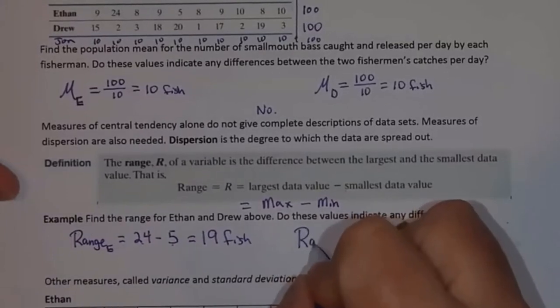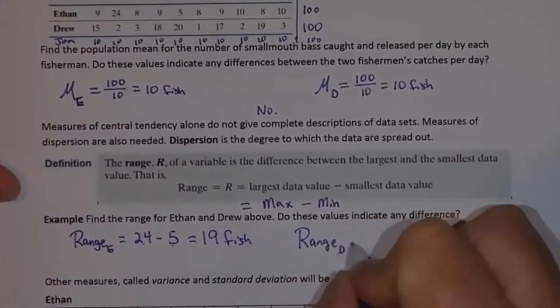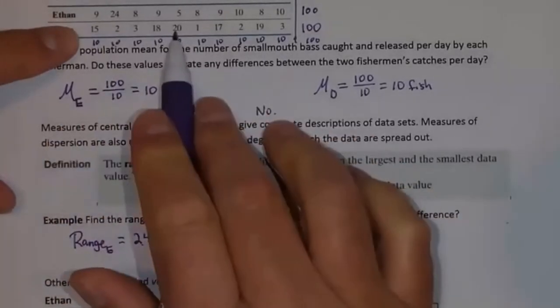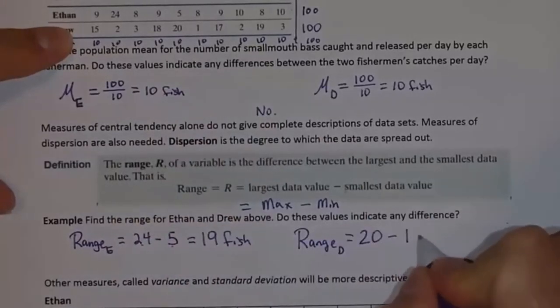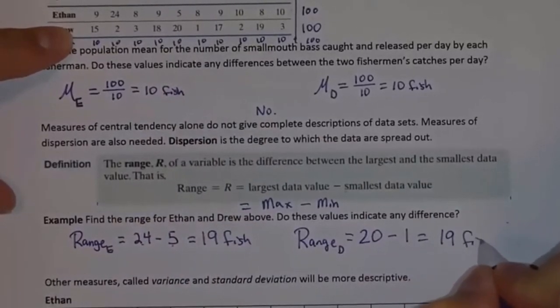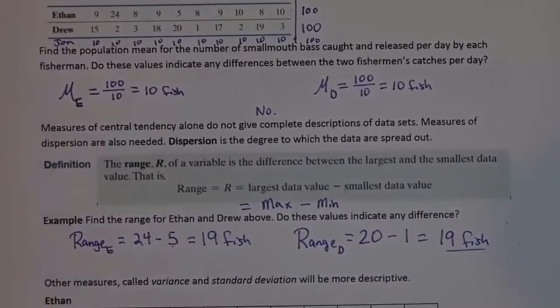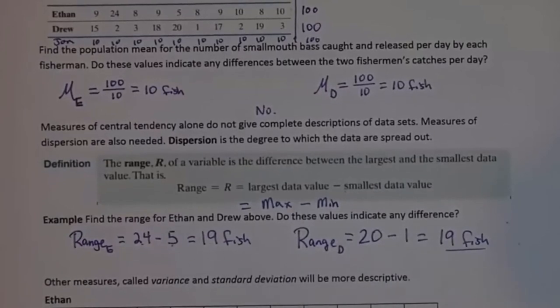If I find the range for Drew, Drew's largest catch was 20. So his largest value was 20. His smallest value was 1. And 20 minus 1 also gives us a result of 19 fish. So does the range indicate any difference in Ethan and Drew's set of data? Nope, right? So again, the answer here is no. The range in this particular case does not indicate any difference between Ethan and Drew.